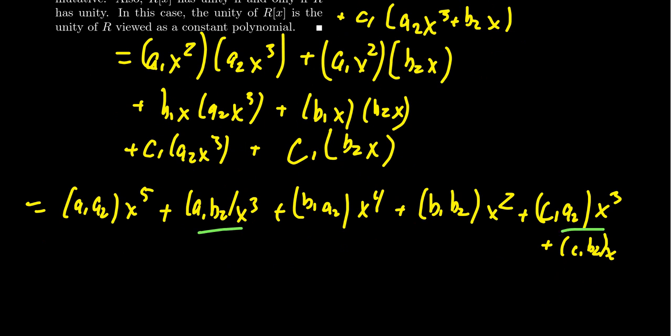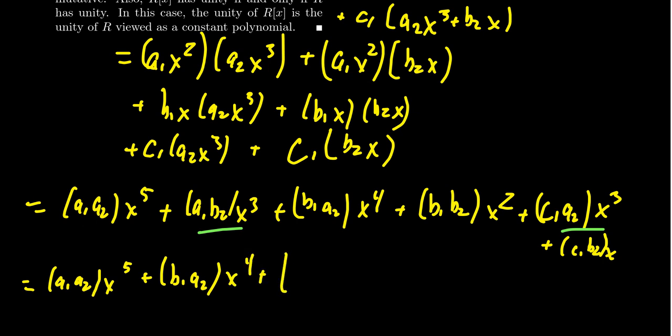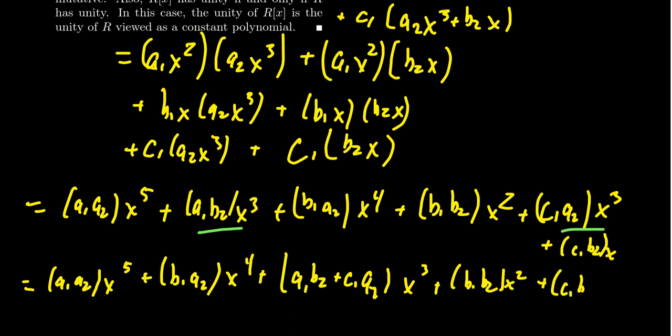In which case, if we put all these together, we get an a1a2 times x to the fifth. Then we get a b1a2 x to the fourth. For the x cubed, you're going to get an a1b2 plus a c1a2 times x cubed. We had the b1b2 x squared, and then a c1b2 times x.